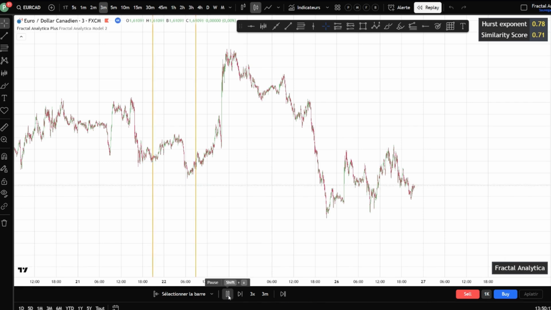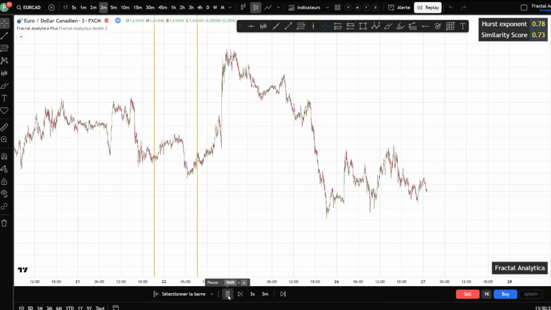Today, I'm going to walk you through a live trade I took on EURUSD using the 3-minute time frame. This will give you a real example of how the Fractal Analytica Plus indicator can help identify repeating market structure, spot potential reversals, and execute high probability trades. So, let's get right into it.